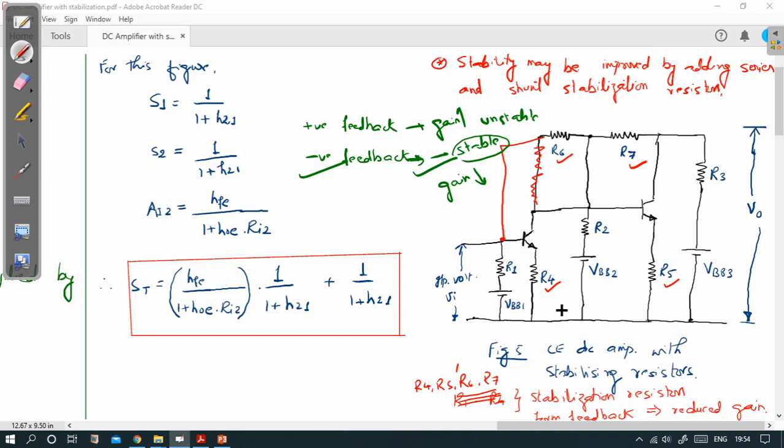So look at here, what is the cost, what are the extra elements that are added here? Just four resistors. Resistors are very cheap in the market, so it will not increase the overall cost of the circuit much. At the same time it will give us the advantage of increased stability. There are various other techniques also, but this is one of the simplest.